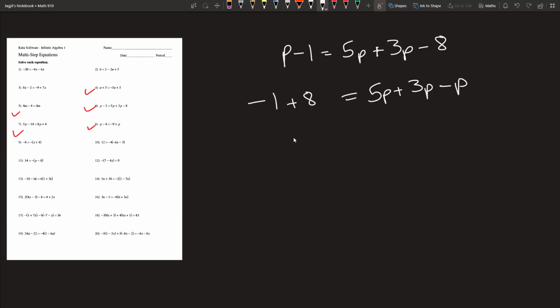What's minus 1 plus 8? 7. And what's 5p plus 3p? That's 8p. What's 8p minus p? 7p. Divide both sides by 7. P is equal to 1. Or, you know, you could have shown the steps. 7 divided by 7 is equal to p, which means p is equal to 1. How many of you guys got this?